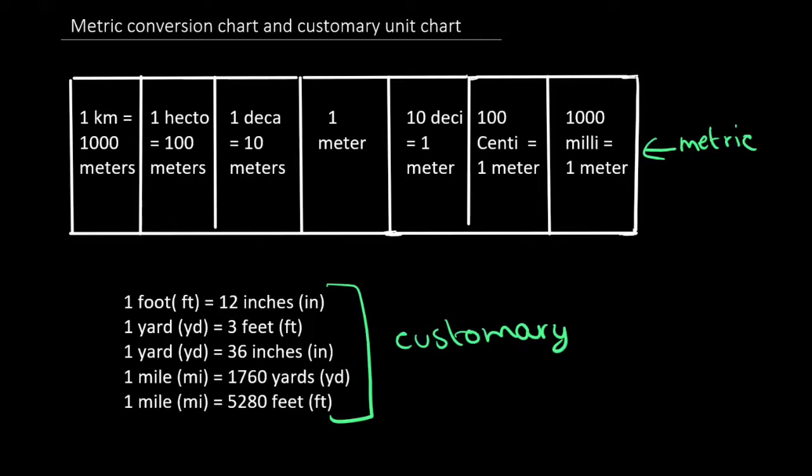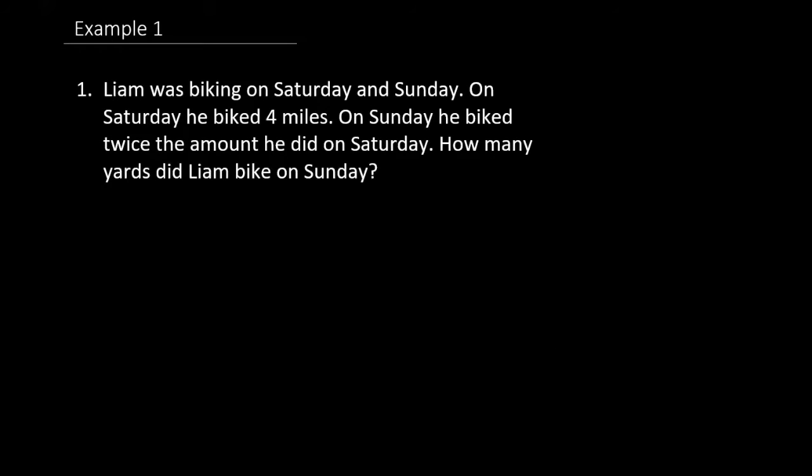So let's start off by doing some examples. Liam was biking on Saturday and Sunday. On Saturday, he biked 4 miles. On Sunday, he biked twice the amount he did on Saturday. How many yards did Liam bike on Sunday?